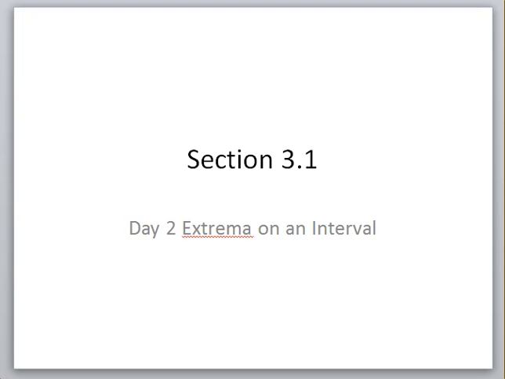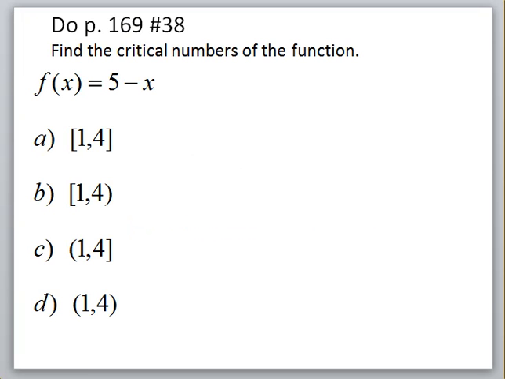Okay, today I'm just going to do a few more examples of some different scenarios that can happen. We are going to be using our graphing calculator today. Find the critical numbers of the function.